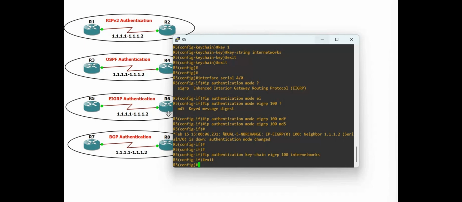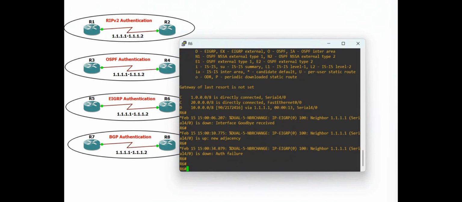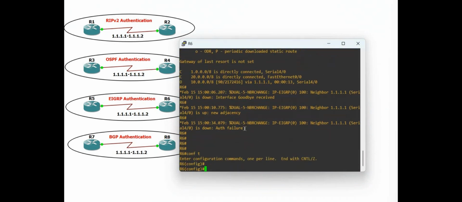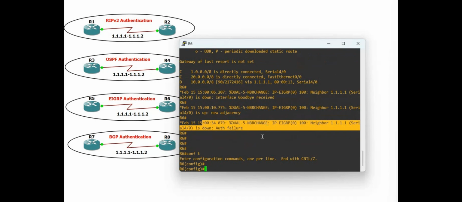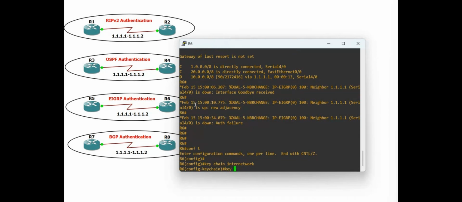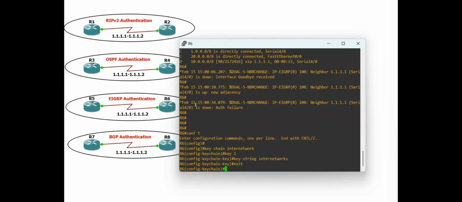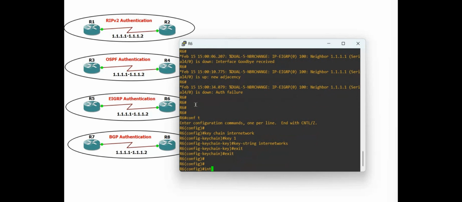Now let's go to router 6. You can see the neighborship authentication failure. Now first key chain, and the key is 1, key string, its name is internetworks. Exit. Now we apply this on the interface.